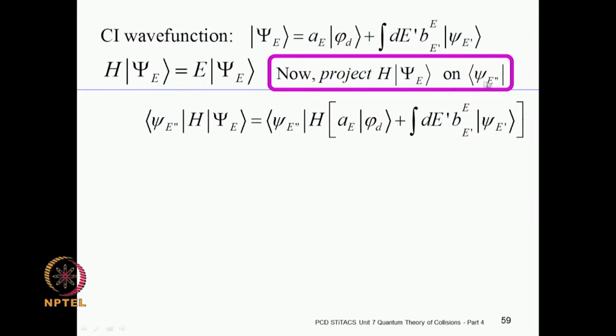Now, this continuum state is a mix of, this is the configuration interaction state. It is a mix of a discrete and a continuum, so it has both the components, and we now project this Schrodinger equation on such a state which is a mix of discrete and continuum. So, this is our projection now, look at it term by term. So, this is the projection on the discrete part, and here is a projection on the continuum part.